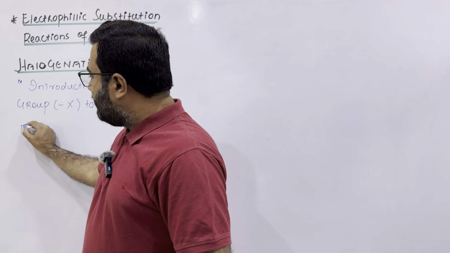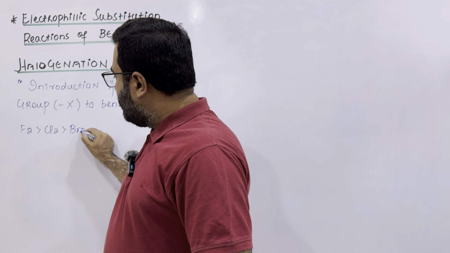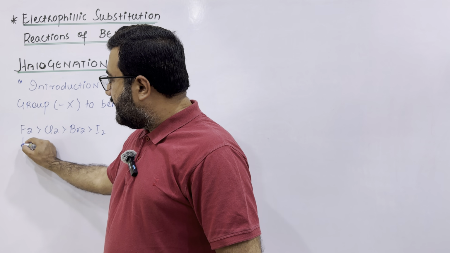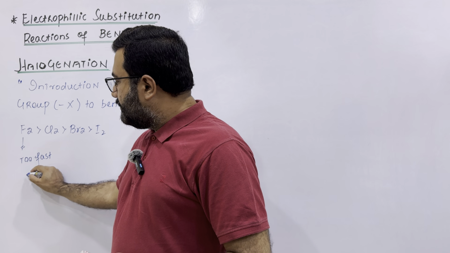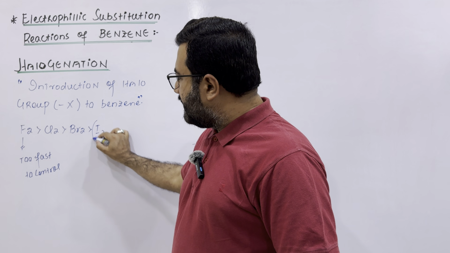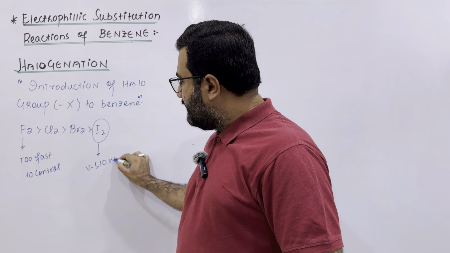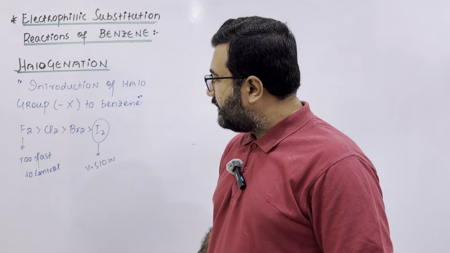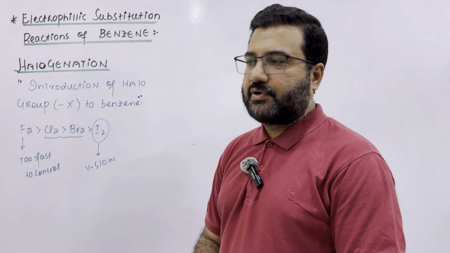As you know, the order of reactivity is fluorine is most reactive, then chlorine, bromine, and least reactive is iodine. The fluorination sometimes becomes too fast to control, and iodination is very slow due to very less reactivity of the iodine. So that is why whenever we are talking about the halogenation of the benzene, mostly chlorination and bromination is performed.